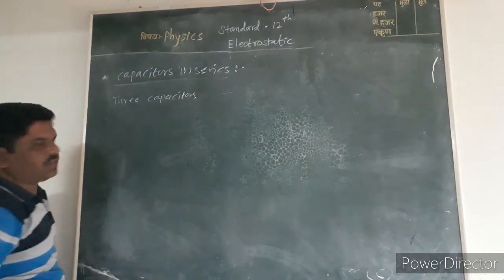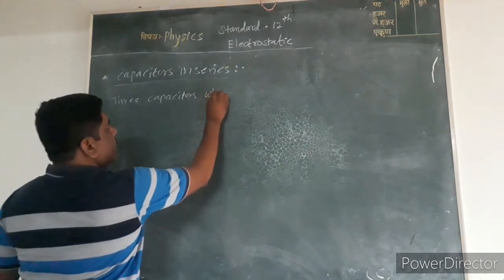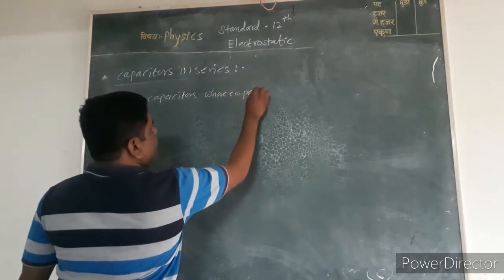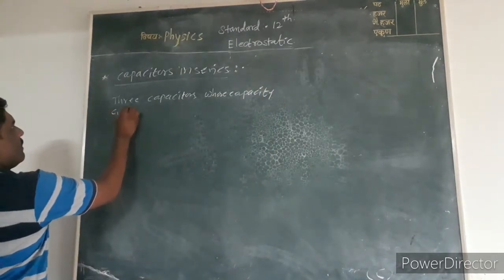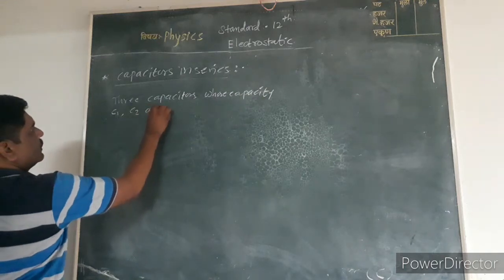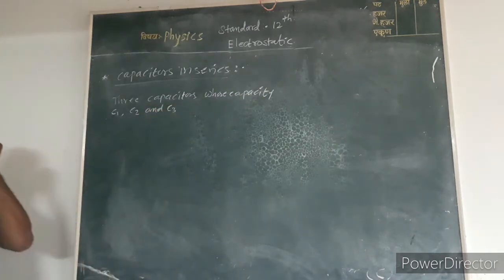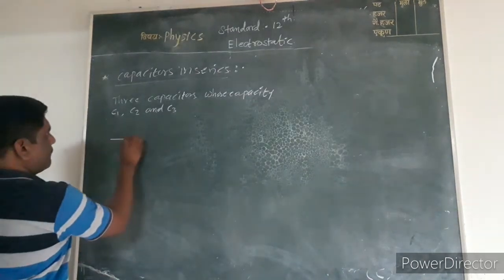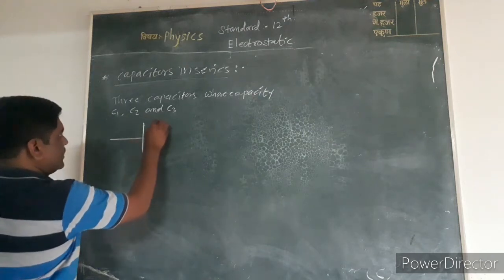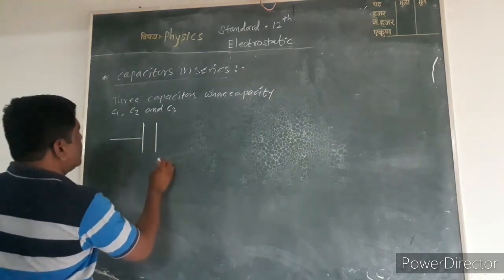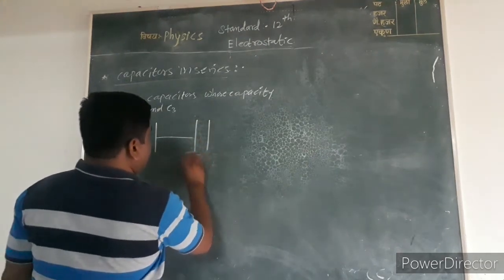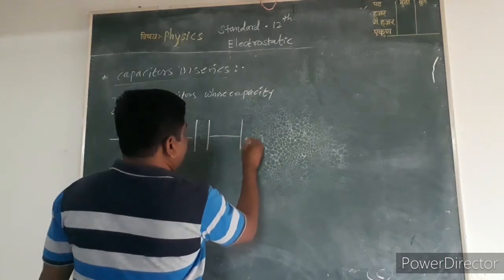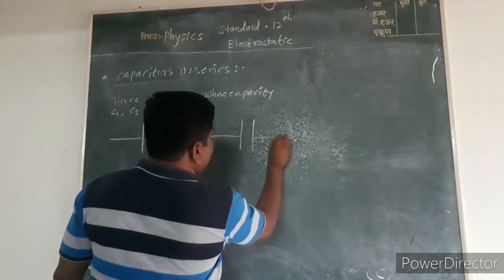Three capacitors whose capacities are C1, C2 and C3, and these are connected in series. That means this is the first capacitor, second capacitor, and third capacitor.